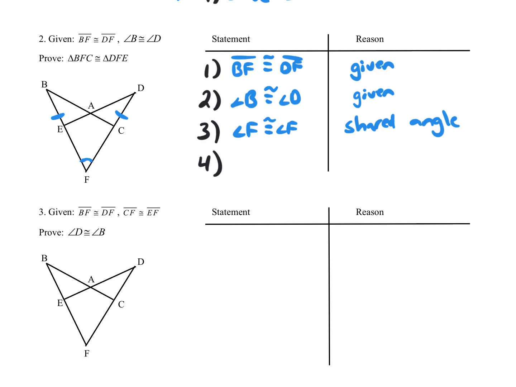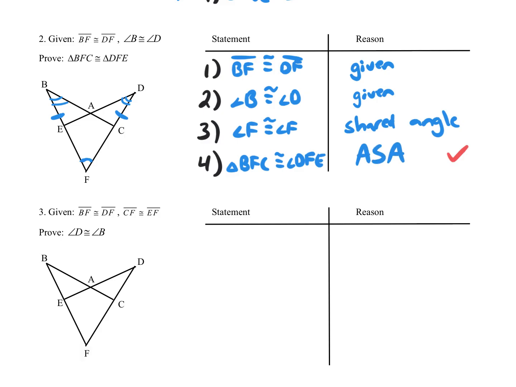Okay, and then finally, what goes in our last statement all the time? What you're trying to prove. So triangle BFC is congruent to triangle DFE. What did I forget to do? Mark B and D. Yep, I did forget to mark B and D. Anyway, how are these 2 triangles congruent to each other? Angle, side, angle.